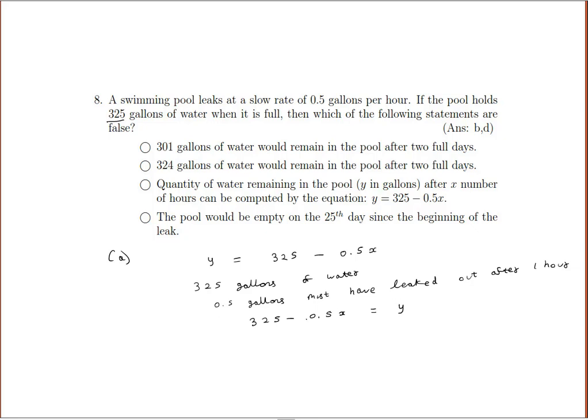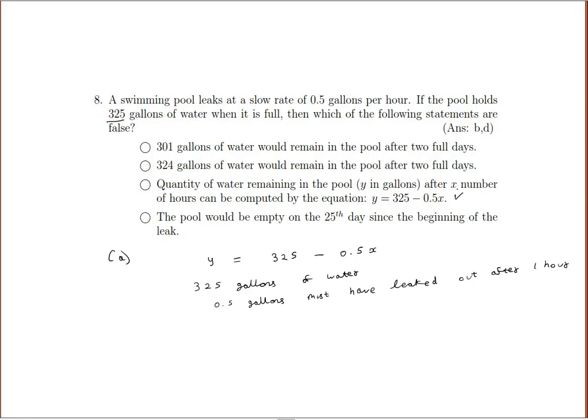So after x number of hours, the amount of water left in the pool must be 325 minus 0.5x. So that's how we arrived at this equation. We can see that option C talks about this: the quantity of water remaining in the pool after x number of hours can be computed by the equation 325 minus 0.5x. So it is correct. But in the question, we have to be careful that it asks which of the following statements are false. So this is a correct statement.